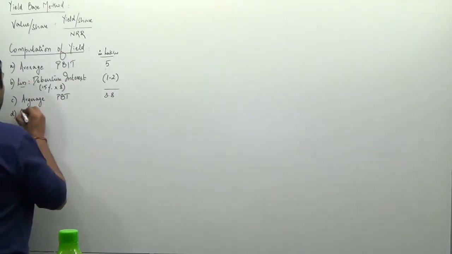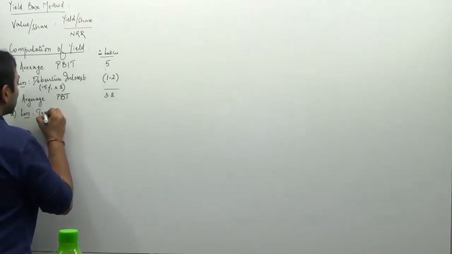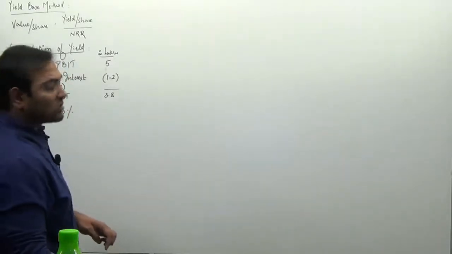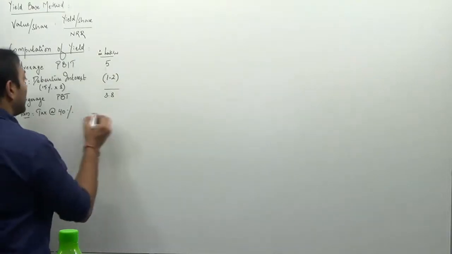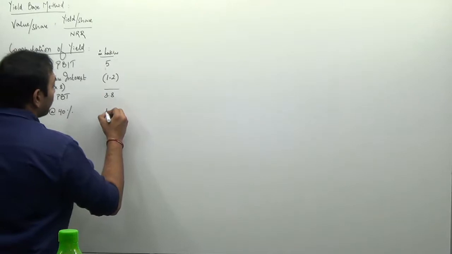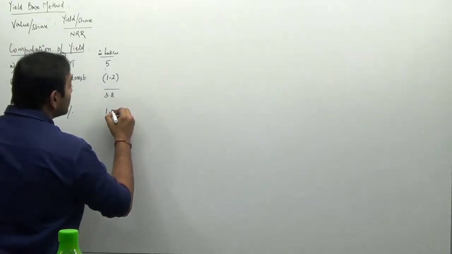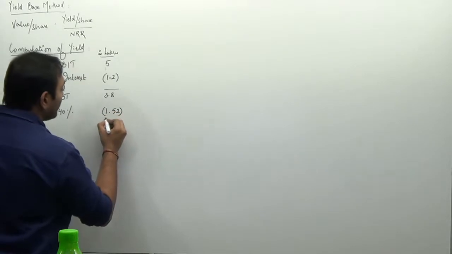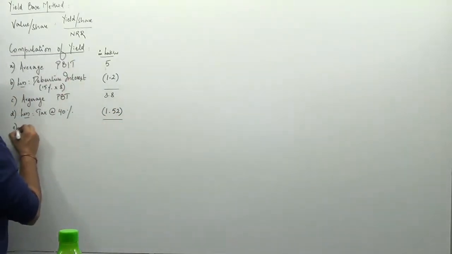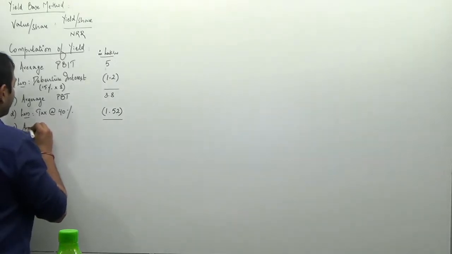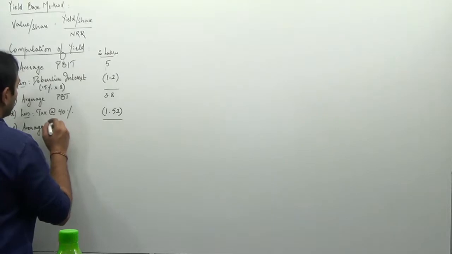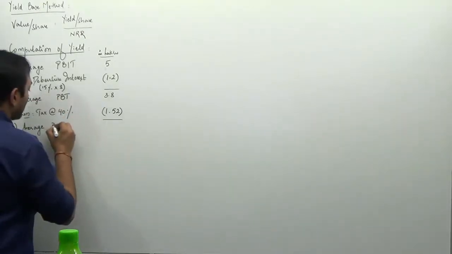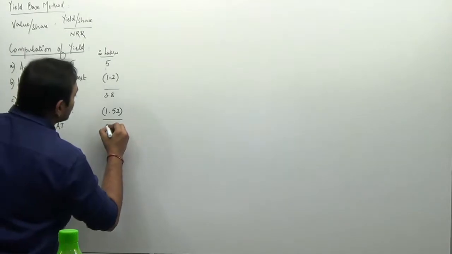From PBT, next deduction should be for tax. How much is the tax rate given to us? 40%. Clearly, he said before deduction of tax, which works out to be 40%. 40% of 3.8 is 1.52. That's it. This will give you what is your average profit after tax. This is 2.28.